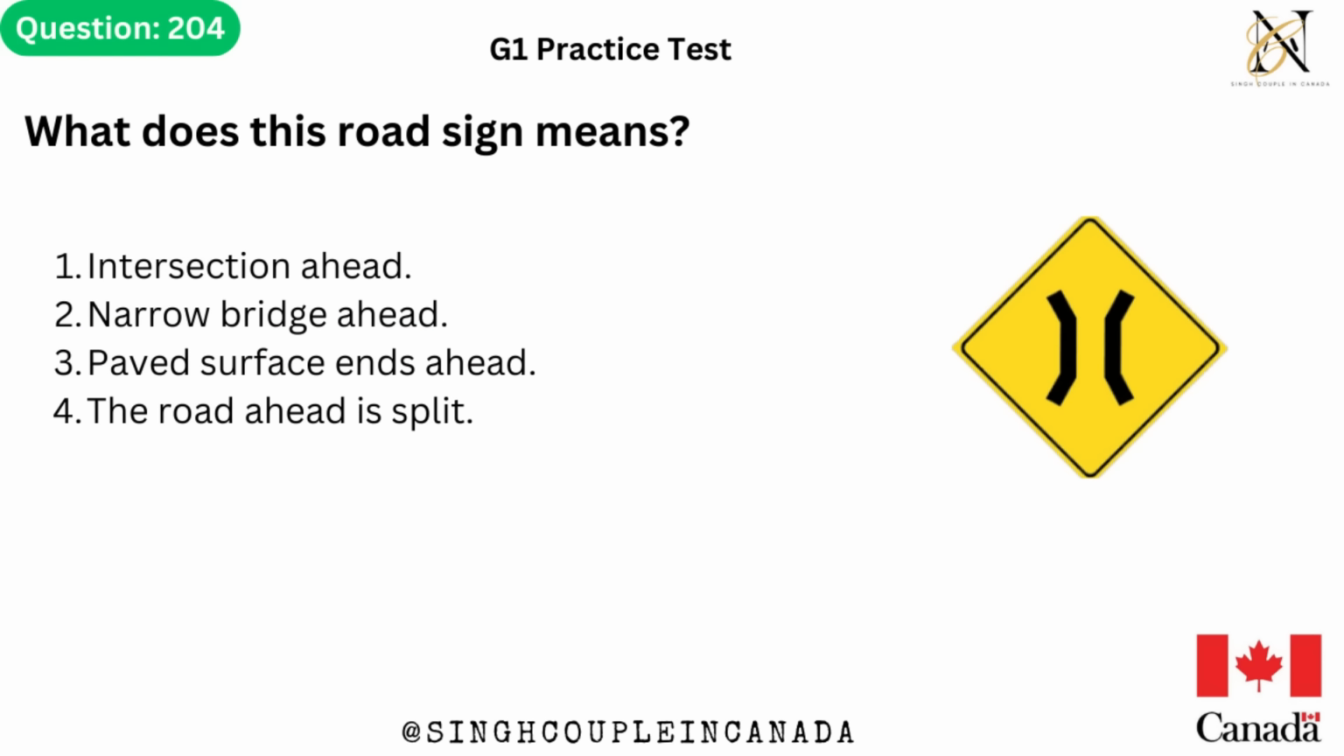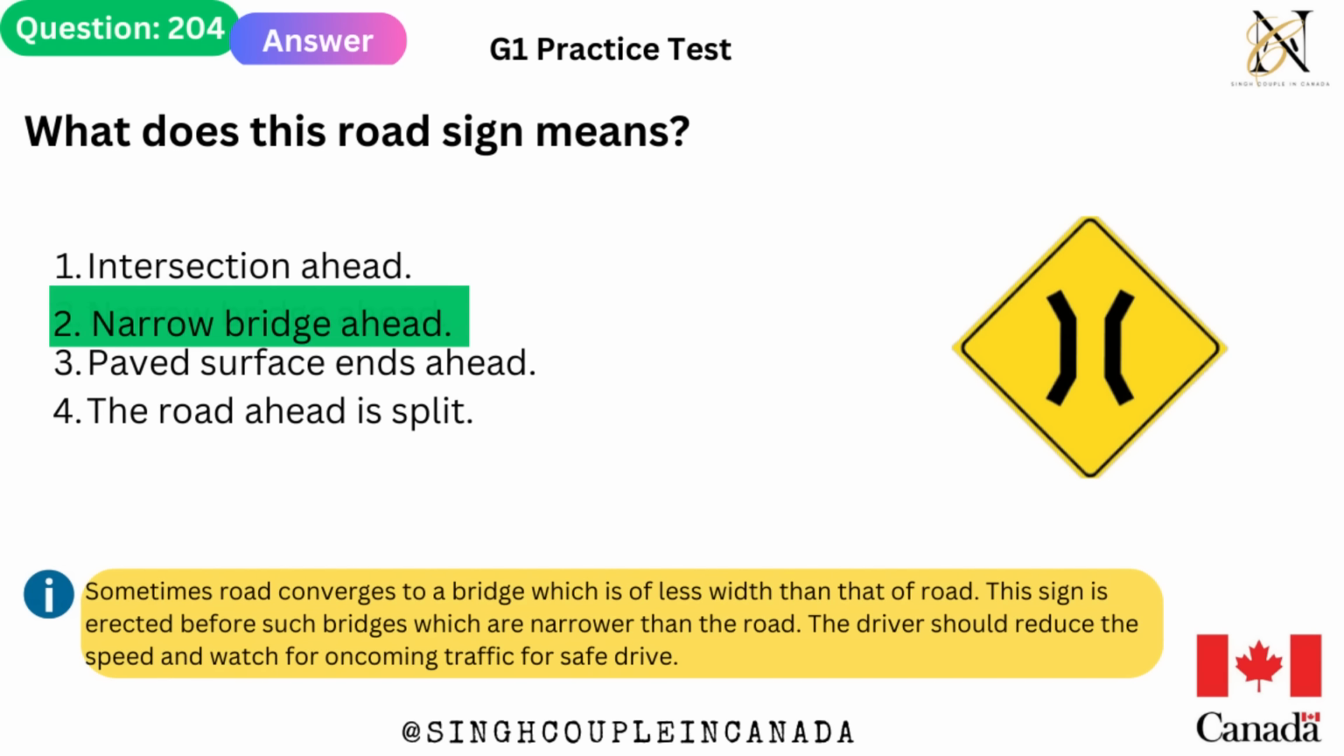What does this road sign mean? 1. Intersection ahead. 2. Narrow bridge ahead. 3. Paved surface ends ahead. 4. The road ahead is split. The answer is 2. Narrow bridge ahead. Sometimes a road converges to a bridge which is of less width than that of the road. This sign is erected before such bridges which are narrower than the road. The driver should reduce the speed and watch for oncoming traffic for safe drive.